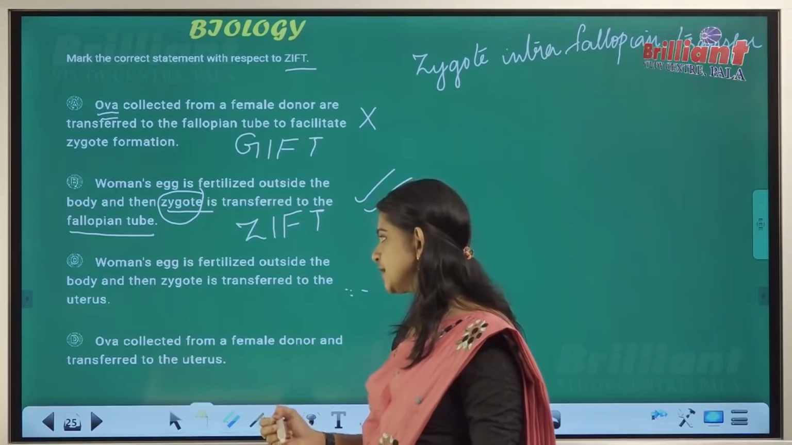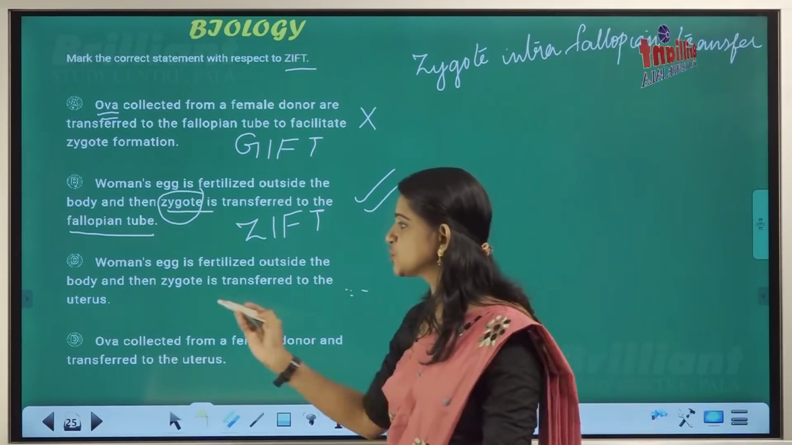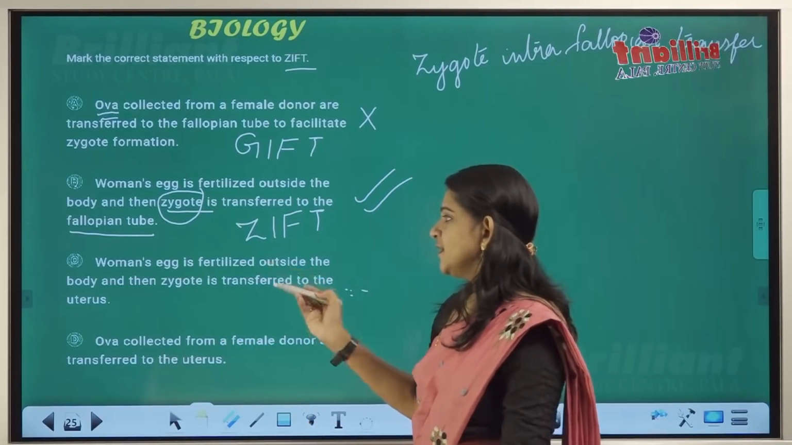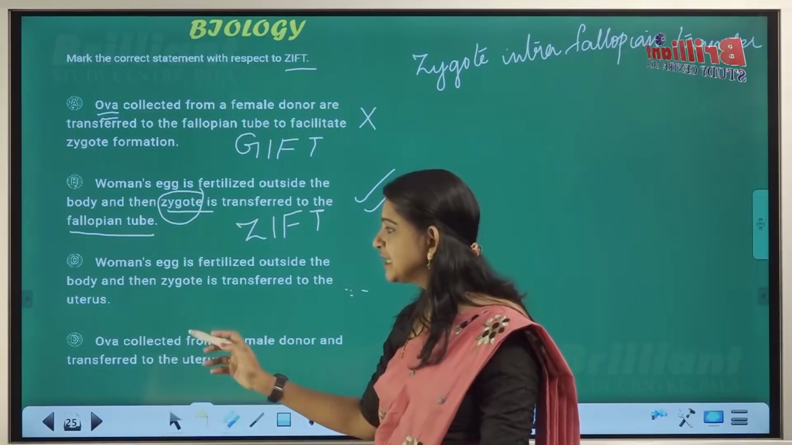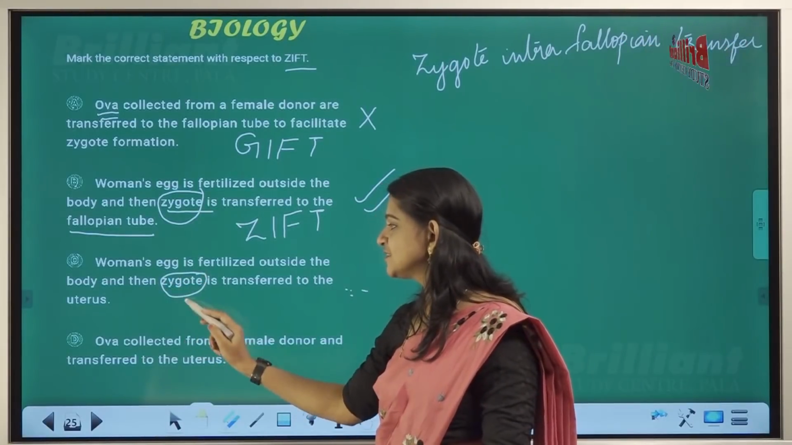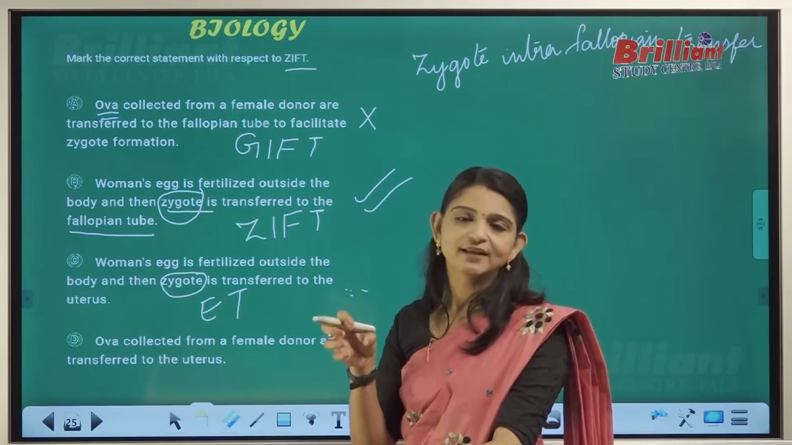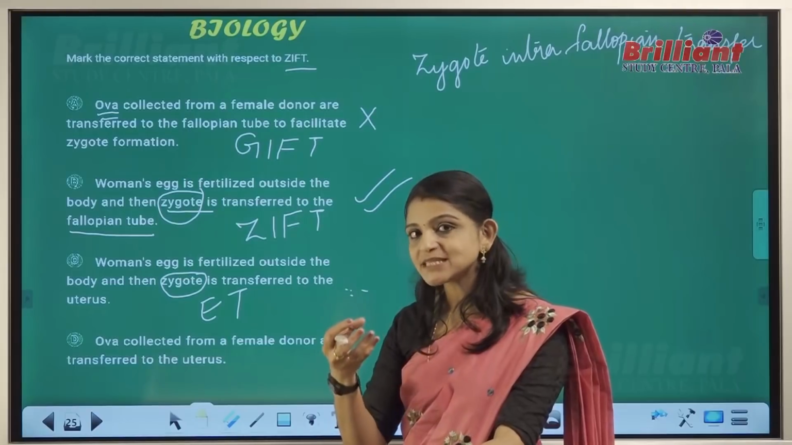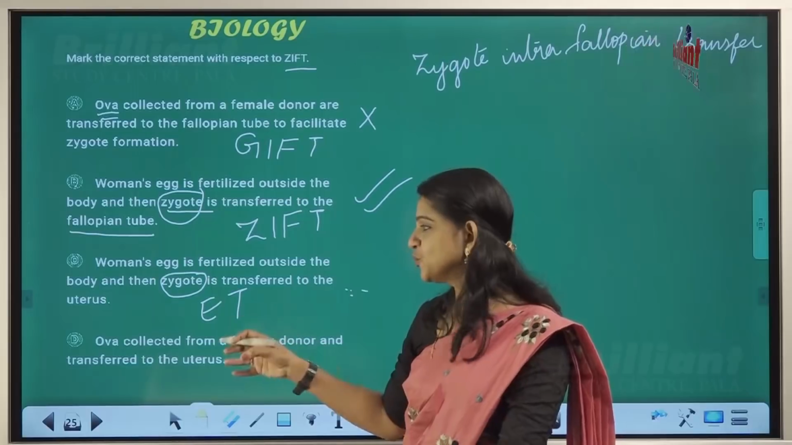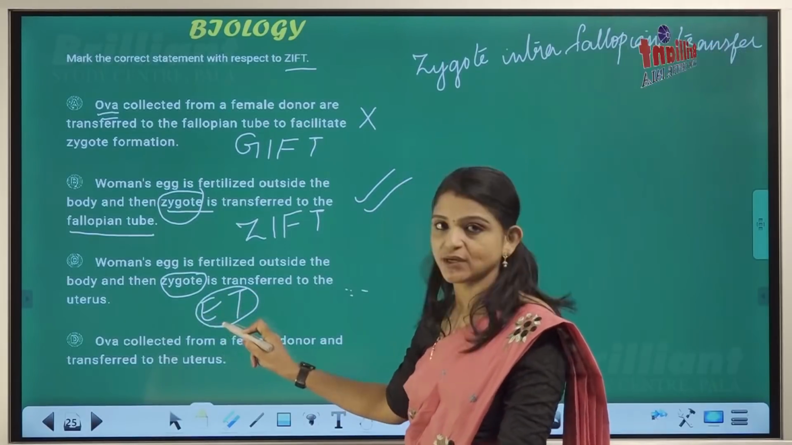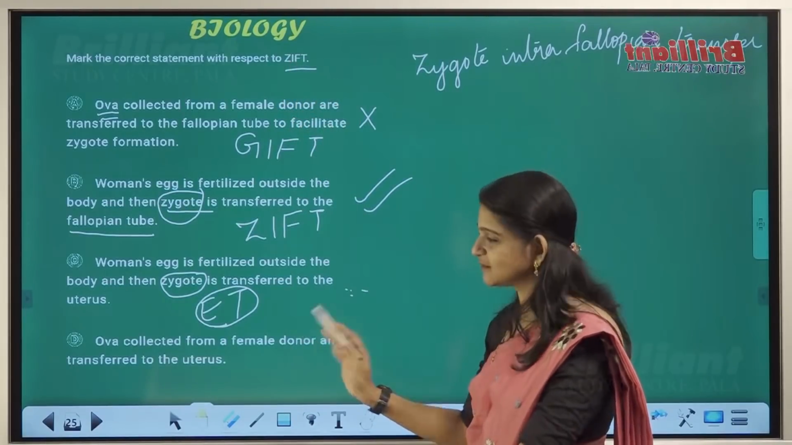Woman's egg is fertilized outside the body and then zygote is transferred to the uterus. If we are transferring something into the uterus, definitely it is not a zygote, it will be an embryo. Zygote transfer we will do only in the fallopian tube. If it forms an embryo, definitely we will transfer that embryo into the womb or uterus. So that is actually an embryo transfer. Here they are asking about zygote intra-fallopian transfer. So you know that it is not the answer.